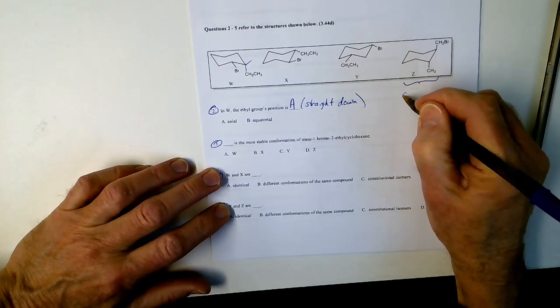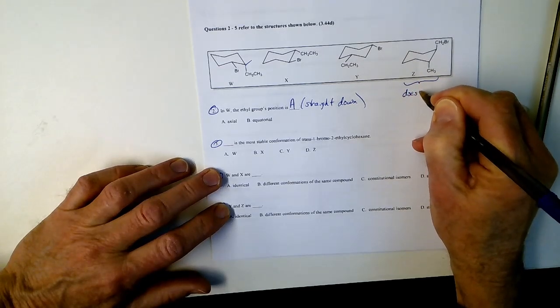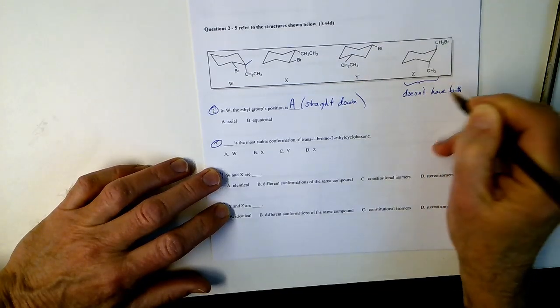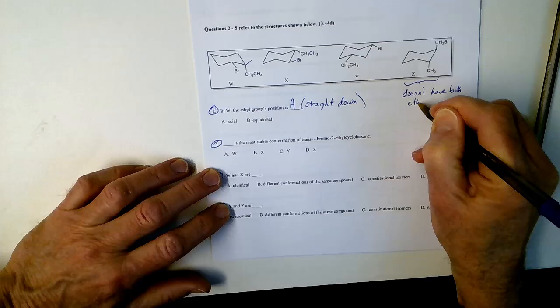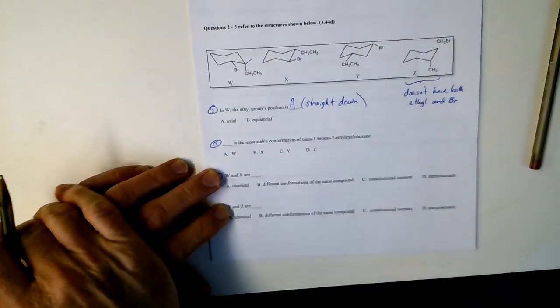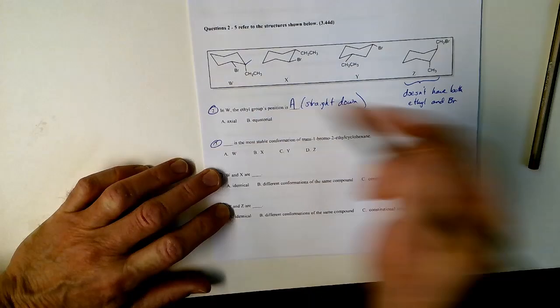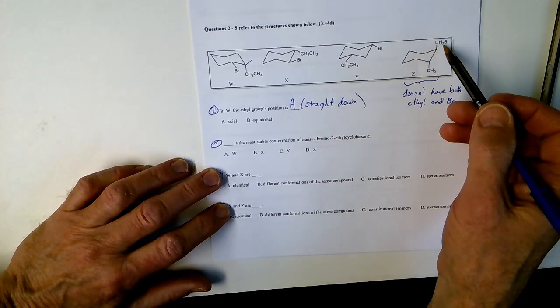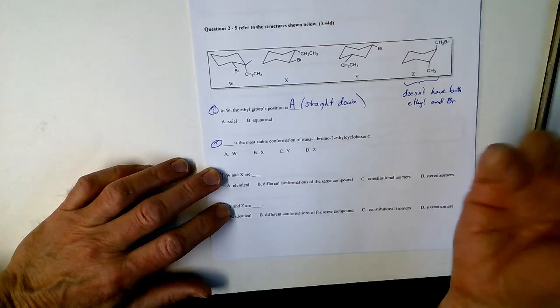doesn't have both an ethyl and a bromine, right? It has a methyl and it has a CH2Br, but that's not even in the running.